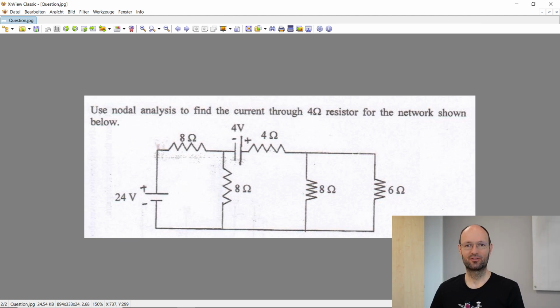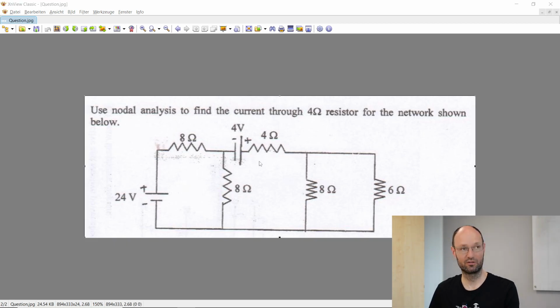And then the first idea for the askathon would be to discuss this task here. Some schematic, not really from our exercise booklet, but something that would be fitting to what we have done. A circuit with 2 voltage sources and in total 5 resistors. It looks a bit hand-drawn because the resistor symbol here is different from there, but okay. The task is to use nodal analysis to find the current through this 4 ohm resistor at this position.